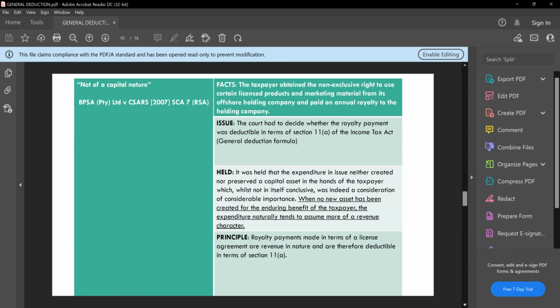We also have BPSA Pty Ltd versus CSARS. This was in 2007. The taxpayer obtained the non-exclusive right to use certain licensed products and marketing materials from its offshore holding company and paid an annual royalty to the holding company. So this company, the taxpayer, was probably like a subsidiary.